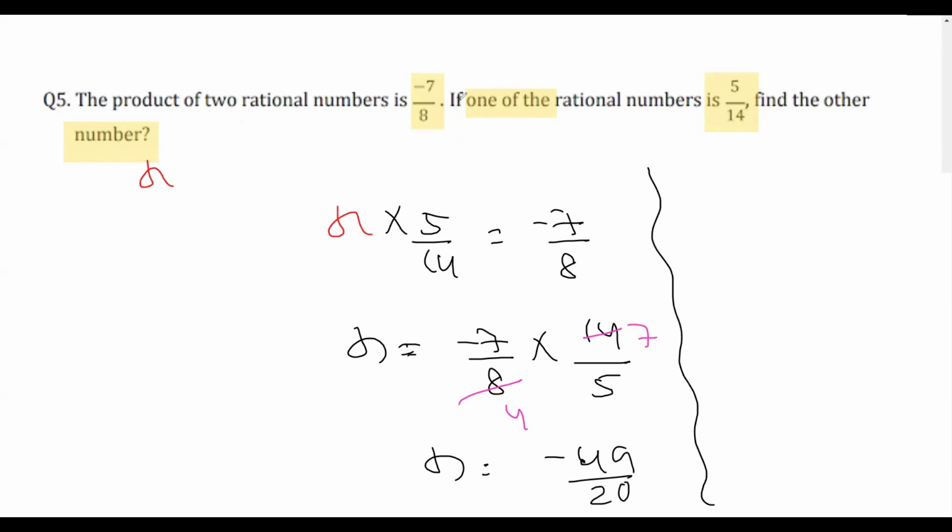If you want, you can even verify in the exams to check whether you have done it correctly or not. That means one of the numbers is minus 49 over 20 and the other number is 5 over 14. So check, if I reduce it, it's coming 4 times, 7 2 times, and 7 7 times. Yeah, I'm getting minus 7 over 8.